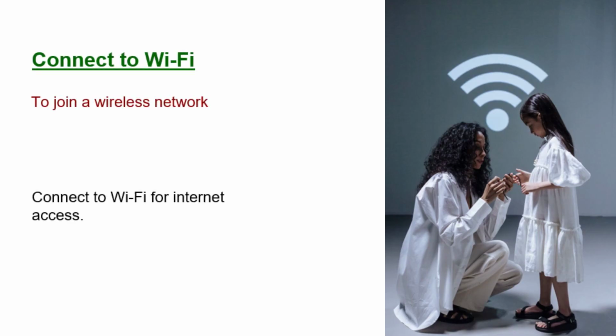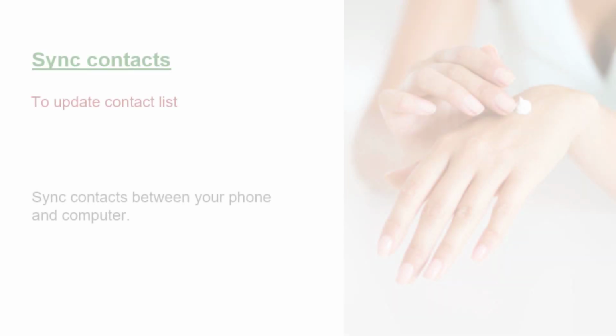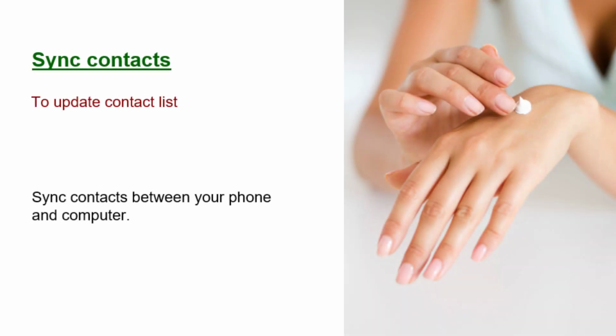Connect to Wi-Fi. To join a wireless network. Connect to Wi-Fi for internet access. Sync contacts. To update contact list. Sync contacts between your phone and computer.